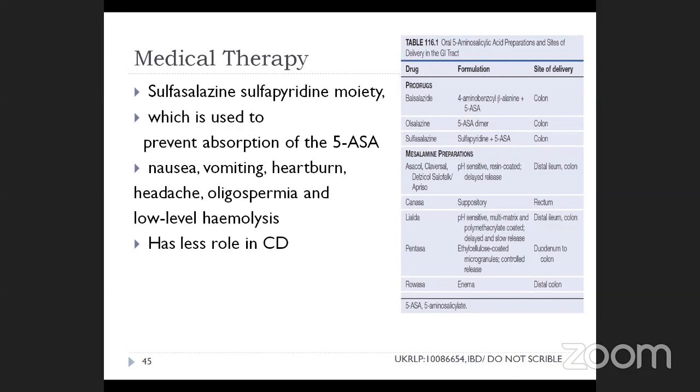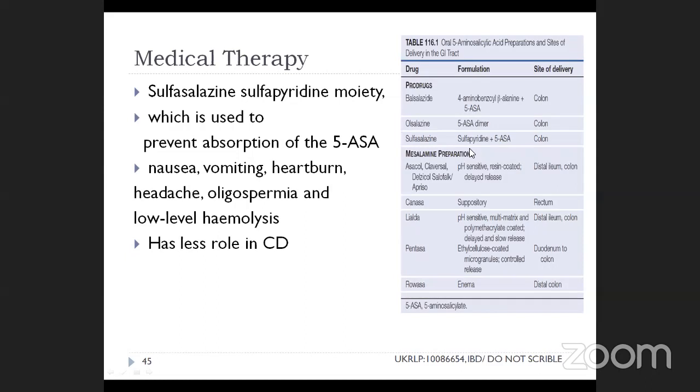The most common complications of sulfasalazine are nausea, vomiting, heartburn, headache, oligospermia, and a lower level of hemolysis. Sulfasalazine has a very good role in ulcerative colitis, and less role in Crohn's disease. And these are the other preparations. It can be prepared in a topical form, in the form of enema, or in an oral form. There are plenty of formulations, and the mesalamine preparation is another form of 5-ASA or aminosalicylic acid.